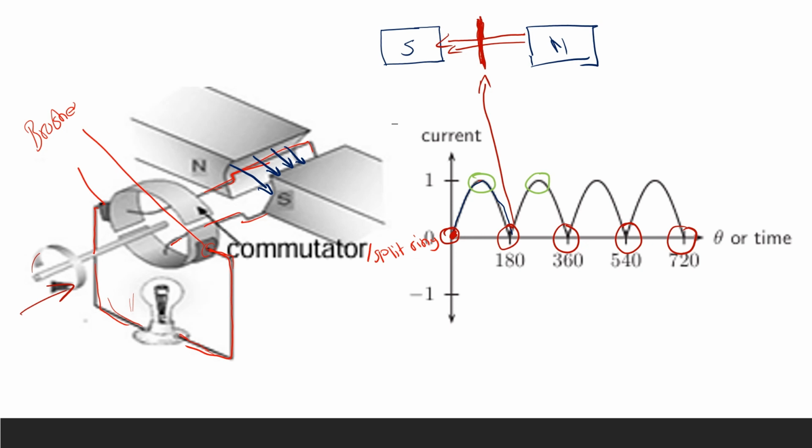Now, when we have maximum current, when the current is at those four peaks, the current is at maximum and it indicates that the coil is parallel to the magnetic field.